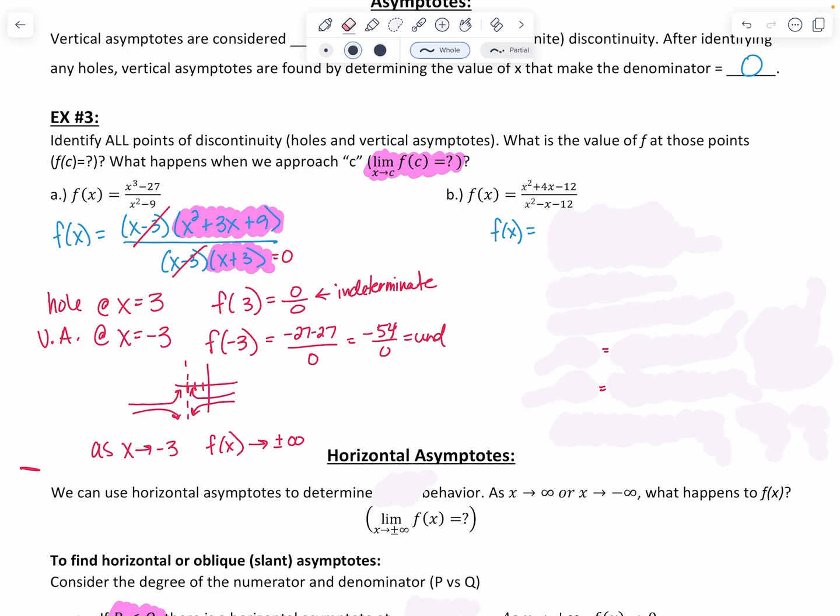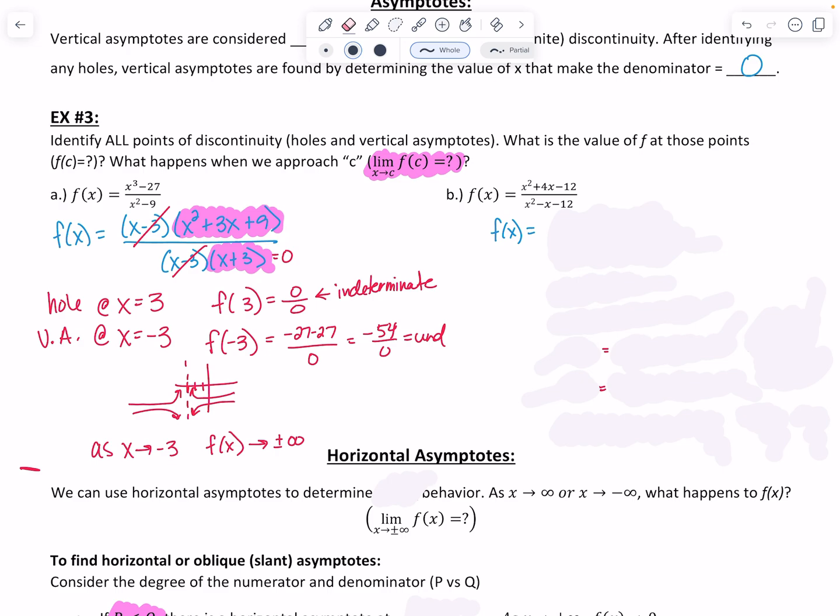Okay? All right, let's look at B. Pause the video. Try looking at B, find me all the places of discontinuity, figure out what the function value will be at those places, and what happens when we approach those places.